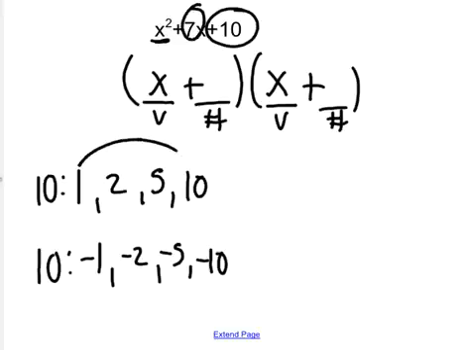So I think to myself, 1 and 10. So 1 plus 10 is 11. Well, that's not 7. So those are out. 2 and 5. Well, 2 plus 5 is, oh, it's 7. And that's what goes in there. Okay, and then this is completed. And if I was to redistribute these and FOIL them, you would see that I would end up with this.